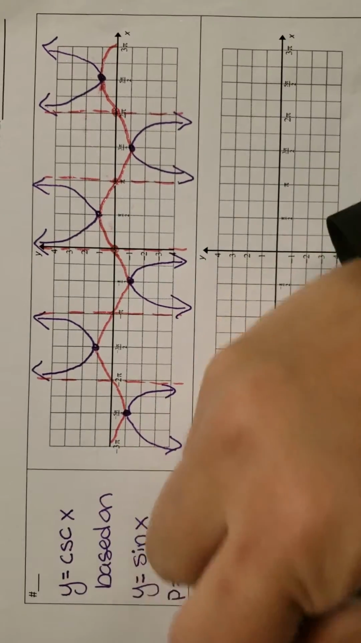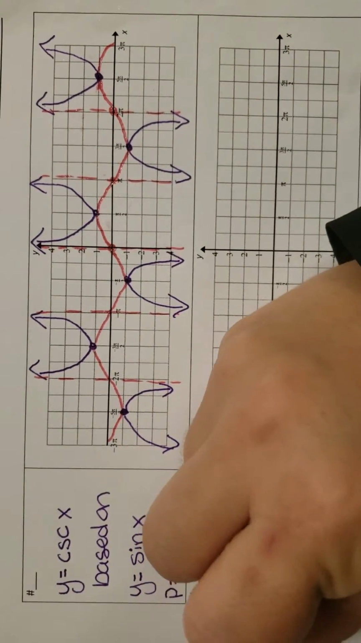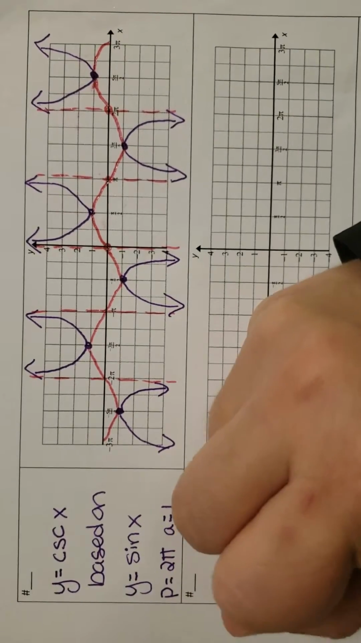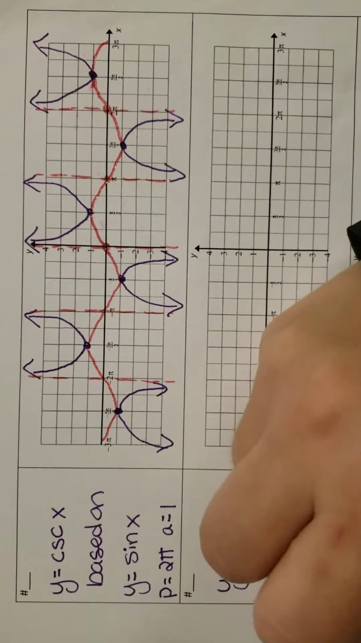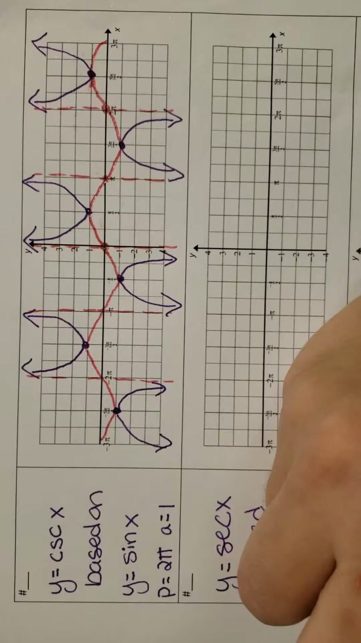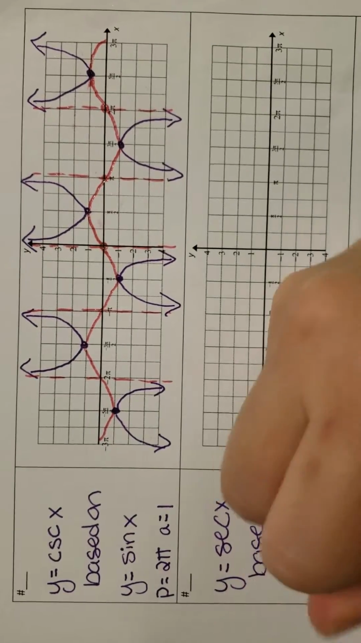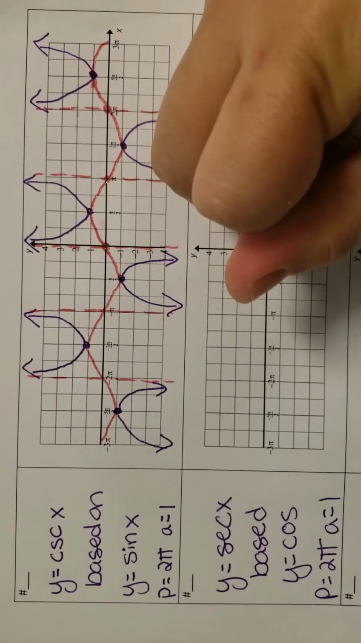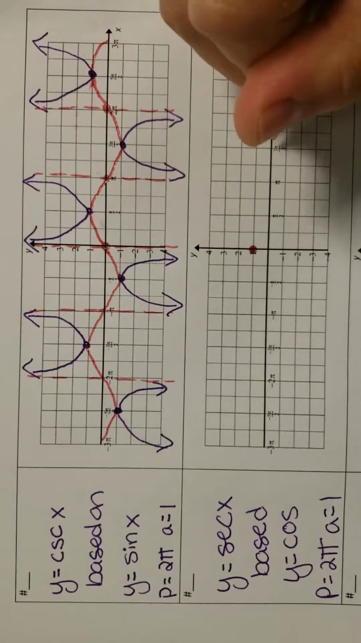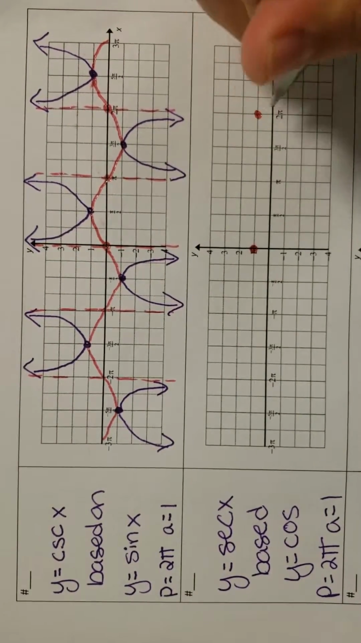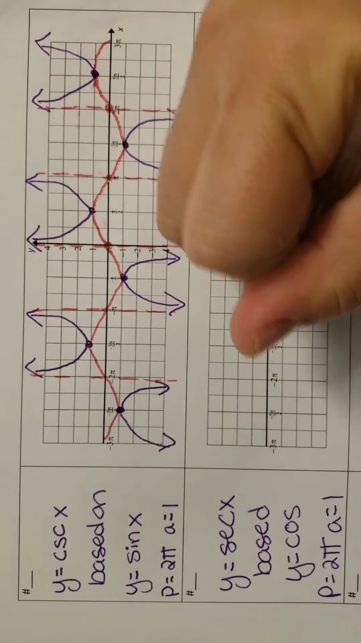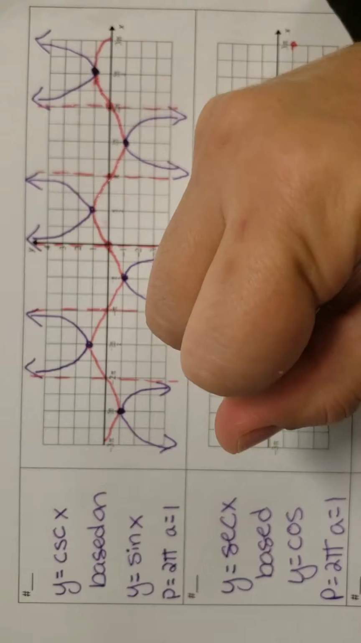So the same thing is true when we do a secant graph. Y equals secant of x is based on cosine. And of course, the period is equal to 2 pi and the amplitude is equal to 1. So let's draw our cosine graph, which starts at the maximum and returns to the maximum at 2 pi. Let me sketch this guy for us.